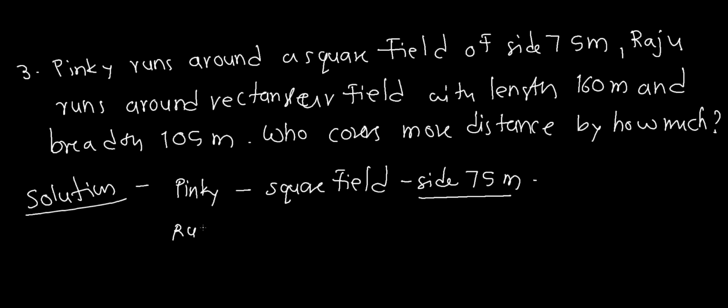Then Raju, the second person, runs around. This says around. So runs around a rectangular field.